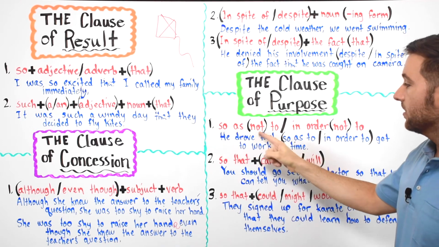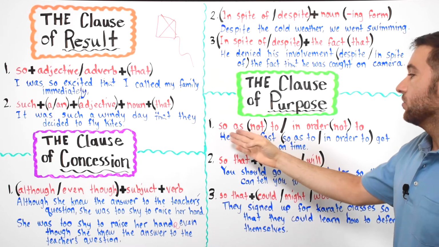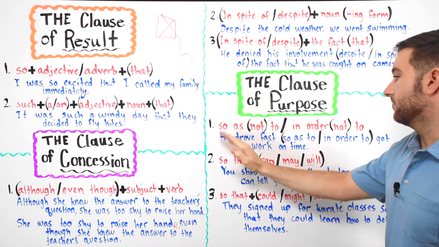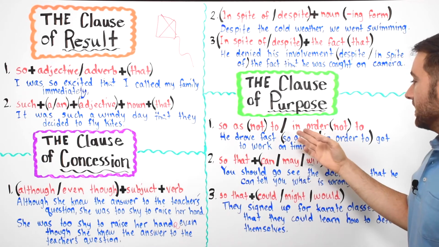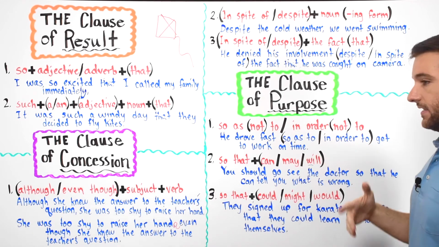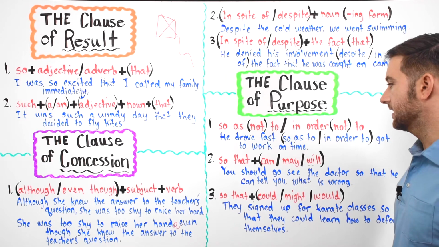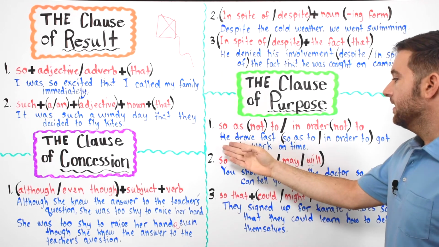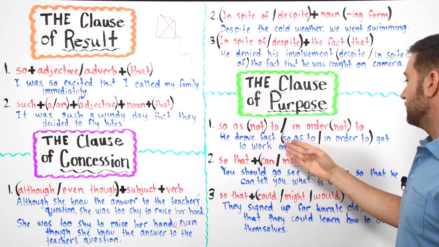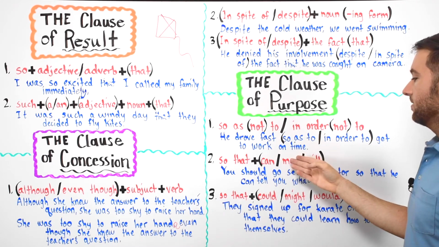And if we have not right here, it's negative. So as not to, in its negative form. Or you could say in order to, but in its negative form you say in order not to. So for example, he drove fast so as to get to work on time.